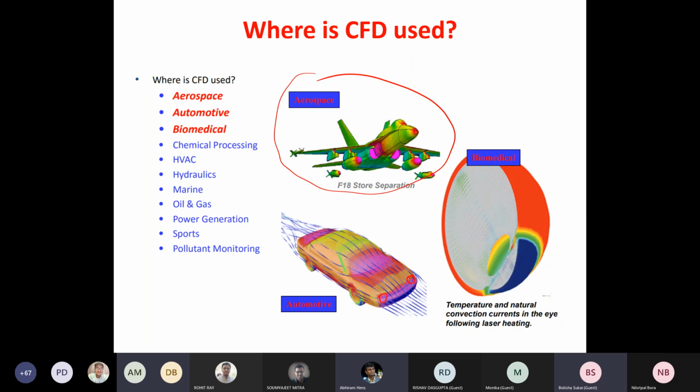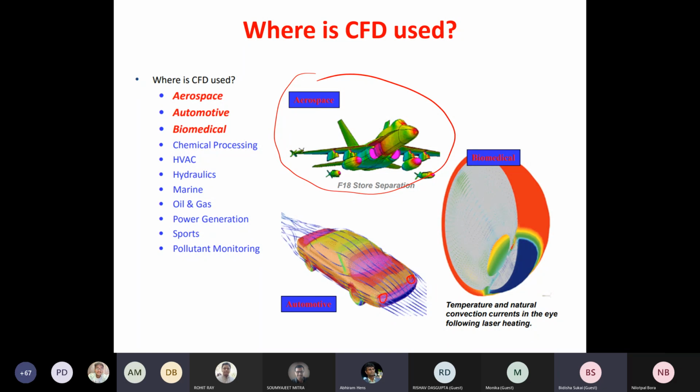For example, you can see this figure which shows temperature and natural convection currents in the eye following laser heating. You know, LASIK treatments are there, where a laser beam penetrates through the eyes and they do some surgery. So how does it affect the tear film, the small thin film that is present on our eyes? What will be the effect of that laser beam on that tear film? How will the film dynamics be?